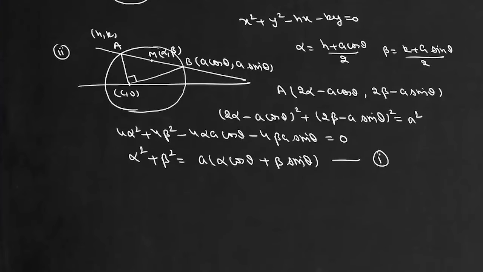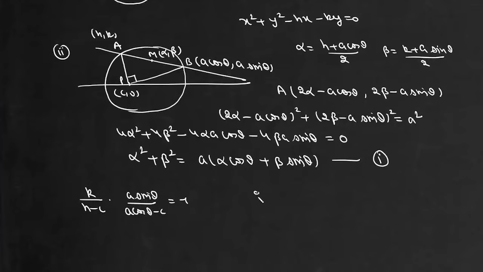Now the second condition that is given is that AP subtends an angle of 90 degrees at this point, say P. Then the product of slopes is minus 1. So we can write k upon h minus c into a sin theta upon a cos theta minus c. It is minus 1. Now we know the value of h and k.